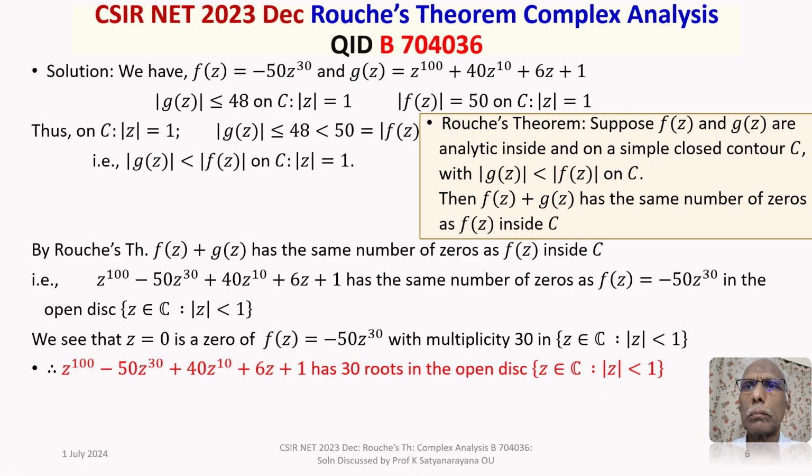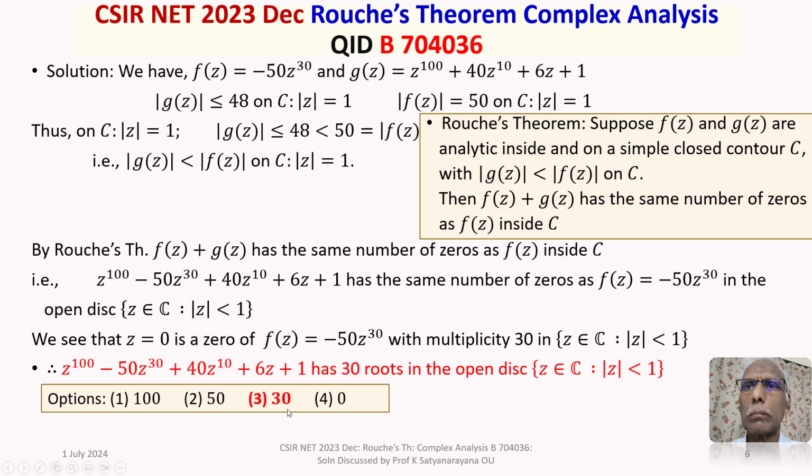So, let's look at our options. Our answer 30 appears against option 3. Therefore, the answer to this question is option 3, that is 30 roots in that open disk. That is the detailed discussion of the solution of a problem, which is an application of Rouche's theorem from the section complex analysis. It is definitely an easy question.